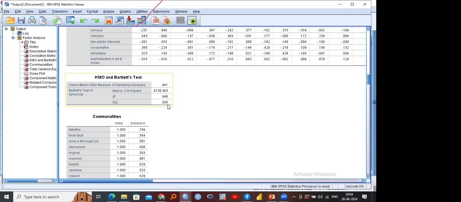0.7 and above should be taken for factor analysis. So in our case, the value is coming 0.841, which is very good, which means that we can go ahead and perform factor analysis.